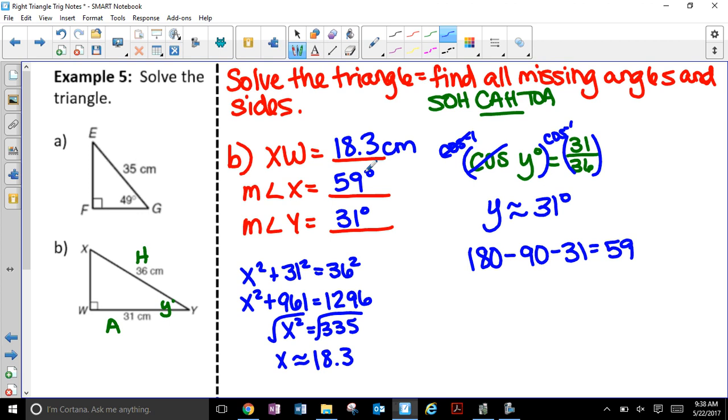So solve the triangle means find all the missing angles and sides. If they give you two sides of a right triangle, do the Pythagorean theorem to find the third side. If they don't give you one of the acute angles, like they did on part A's problem, then just pick one and solve for it like we did here. And then to find the other angle, just subtract from 180 and the 90.